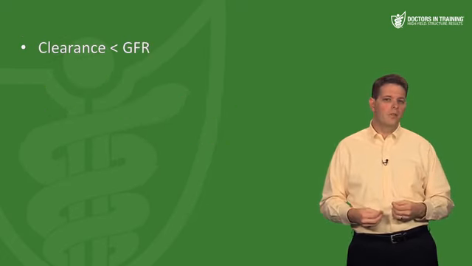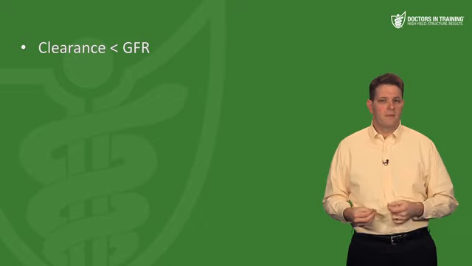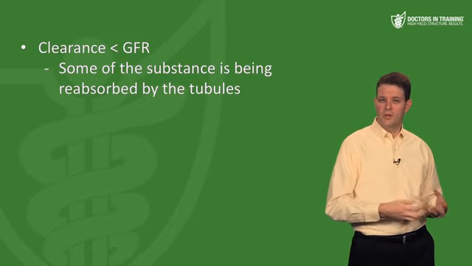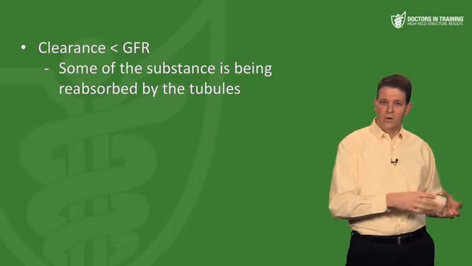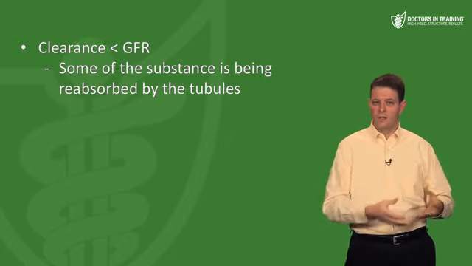Now, what happens when the clearance of a substance is less than the GFR? Well, that means that the substance is filtered at the glomerulus, but then some of it is being reabsorbed by the tubules. It's being taken out of the filtrate and put back into circulation rather than going on through the nephron and into the urine.